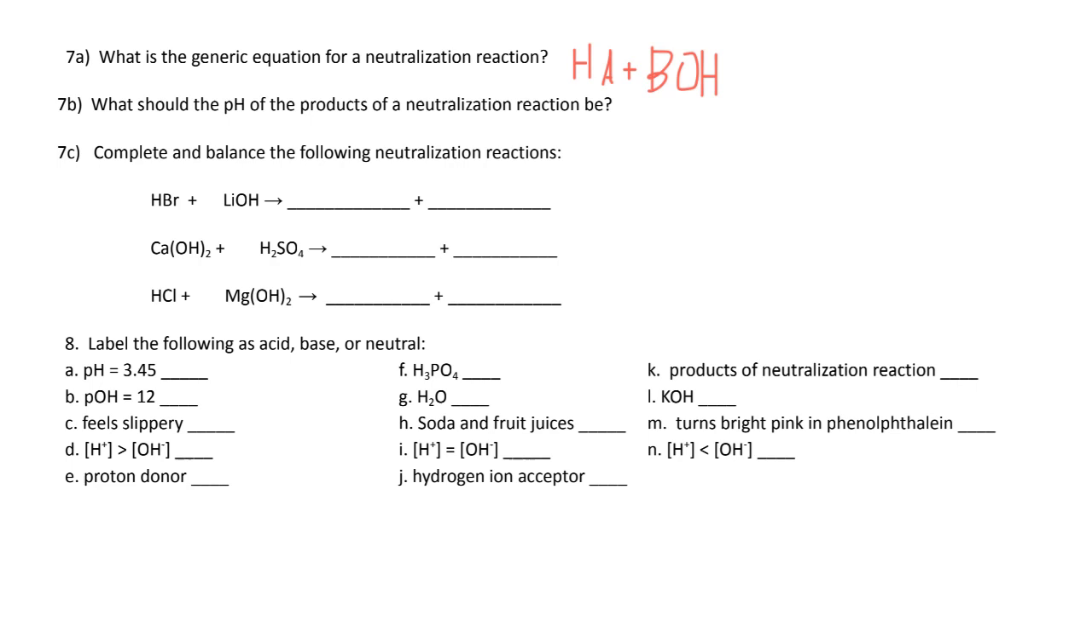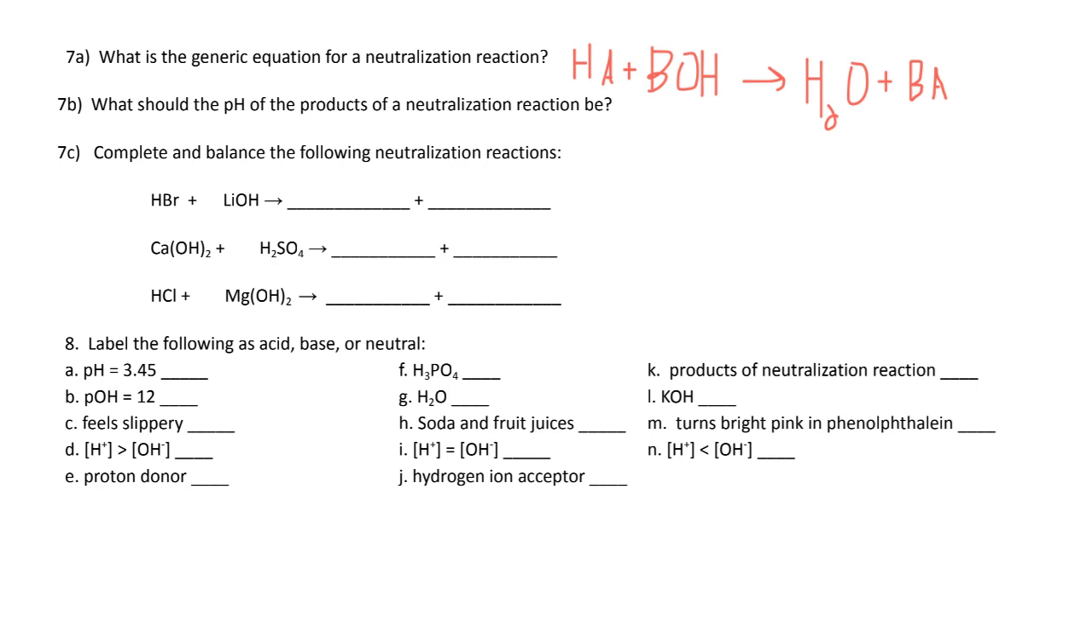So HA plus BOH, what's it going to create? It's going to create a water molecule, so H2O, and it's going to create a salt. We typically write the cation first, so the salt would typically be BA. I don't really care too much about the order here. It's just that everything that didn't make the water creates the salt.